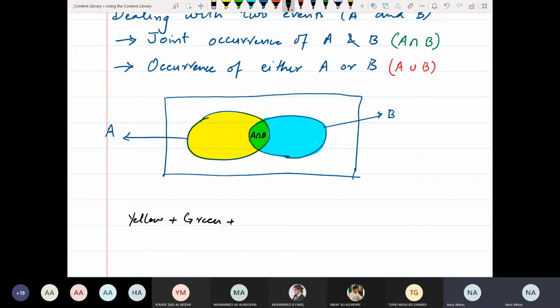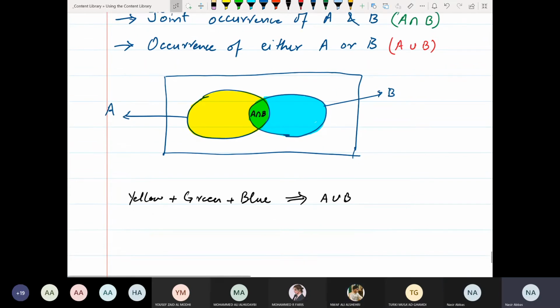Doctor, is it union or intersection? Intersect. Can you see what I wrote on the screen? The yellow, green, and blue all together, all of them, they are union, but only the green color is intersection. Understood. Green is intersection.